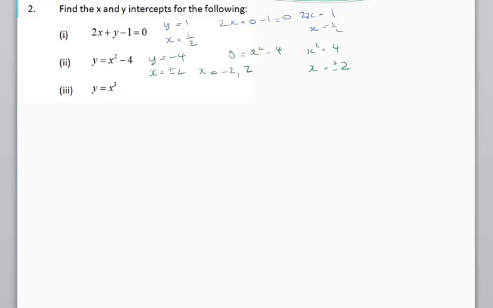So for our third one here, we have y is equal to x cubed. When x is equal to 0, y is equal to 0. Here, when y is equal to 0, our x cubed is equal to 0, so x is also equal to 0 here.